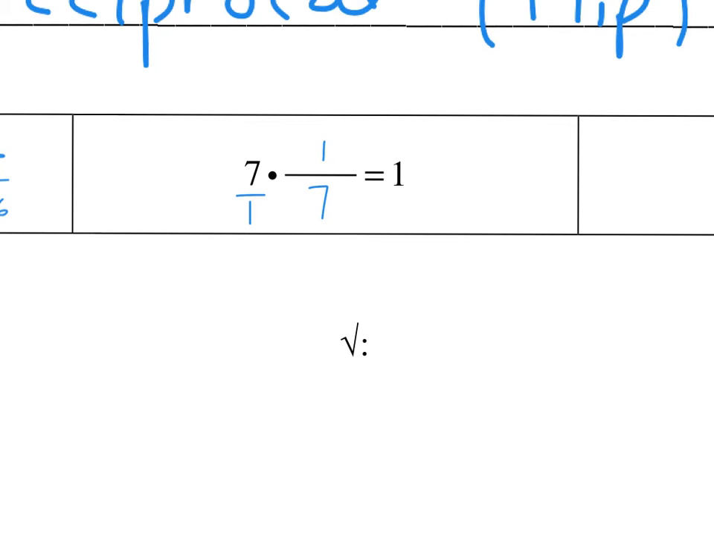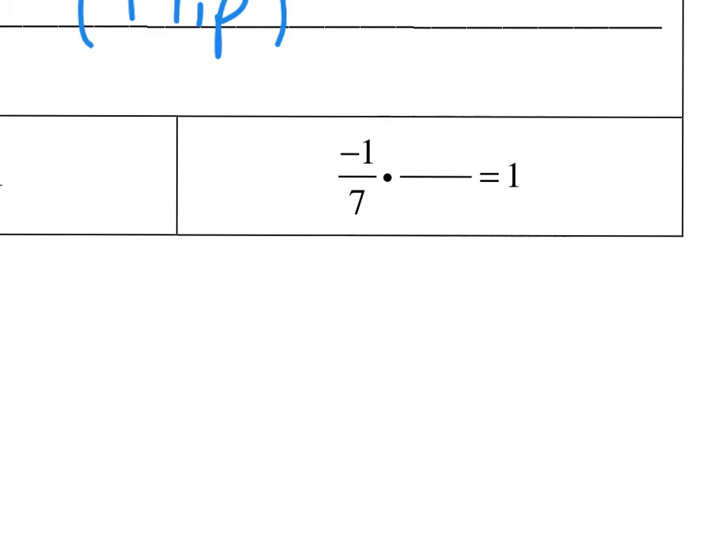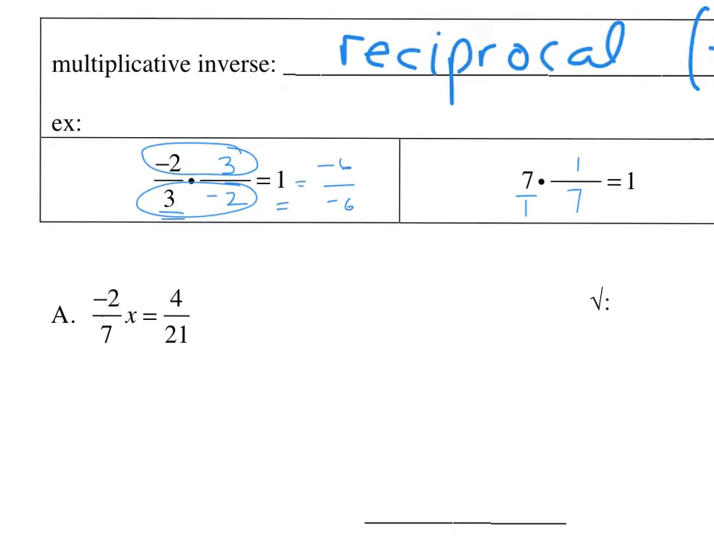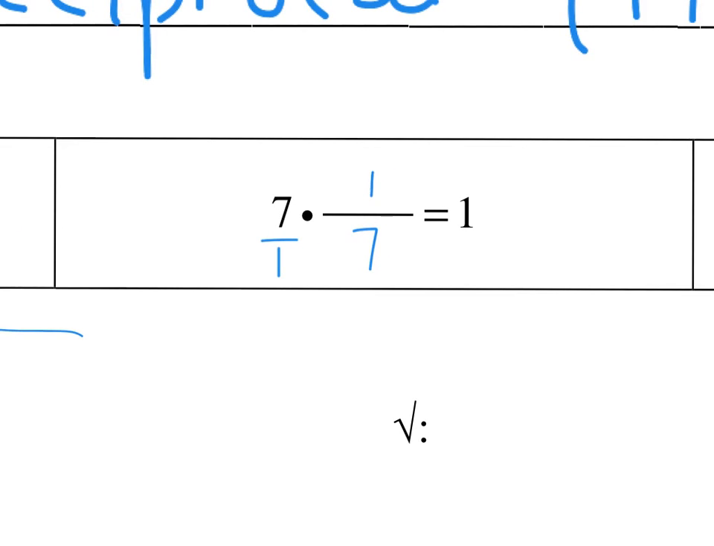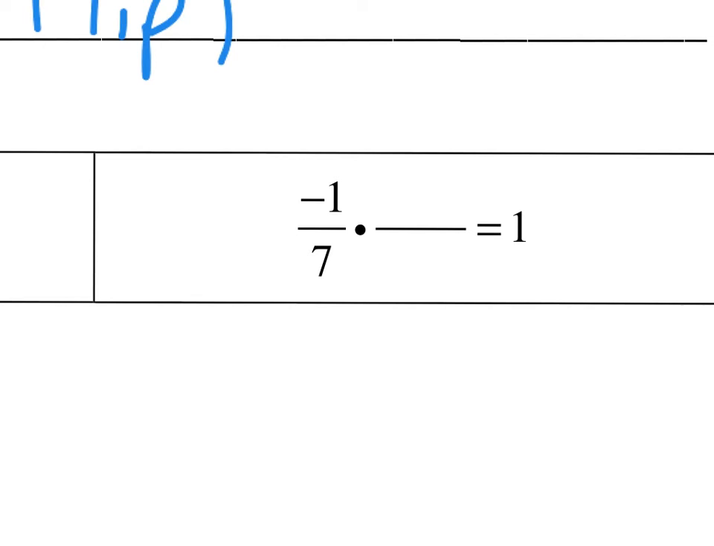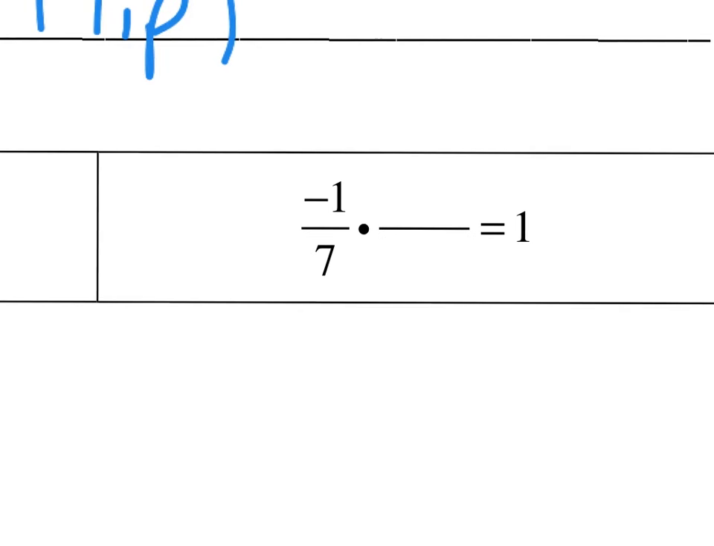All right. Then, last one. Negative 1 over 7, the multiplicative inverse would be, Victor? So, Victor, we flipped. Negative 2 over 3 became 3 over negative 2. 7 over 1 became 1 over 7. So now you got negative 1 over 7. Can you flip that for me? 7 over -1. Good job. Easy peasy, right? Okay, and they're going to multiply out to be a 1 because -7 divided by -7 is a 1, okay?